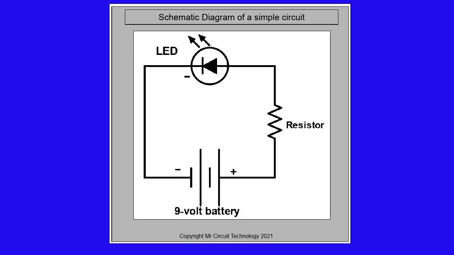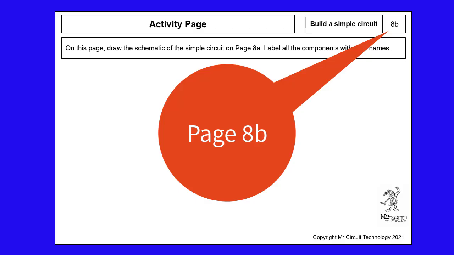Right now, to give you practice drawing schematic diagrams, I would like you to copy this schematic diagram of this simple circuit onto page 8B of your lab manual. When you've done that, you are ready to move on to Lesson 9 of this lab.